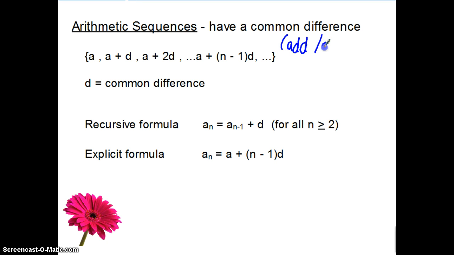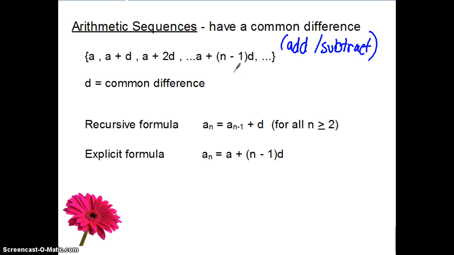Okay, so the pattern on these arithmetic sequences is that we are adding or subtracting a number every time, and that number is called the common difference. That d is called the common difference. So if you look at this, we're starting with a number, we're going to add the common difference, then we're going to add it again, so now we've added it twice, all the way up to, we're only going to add it n minus 1 times.